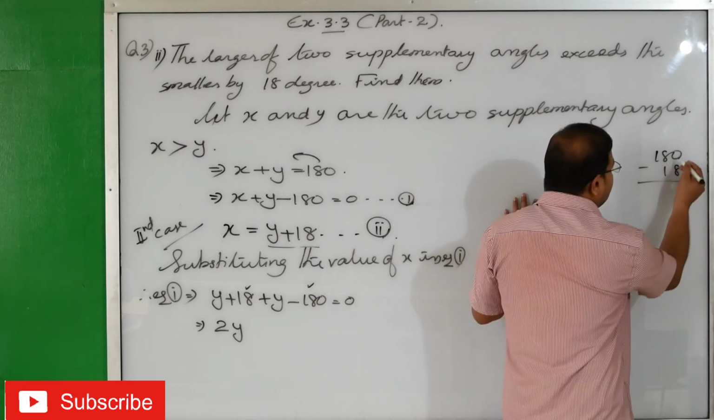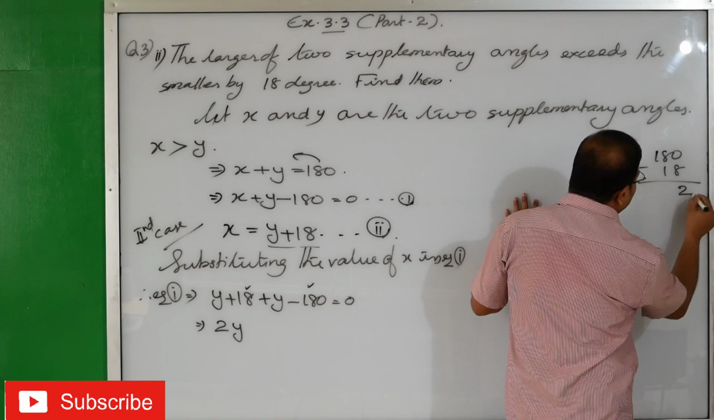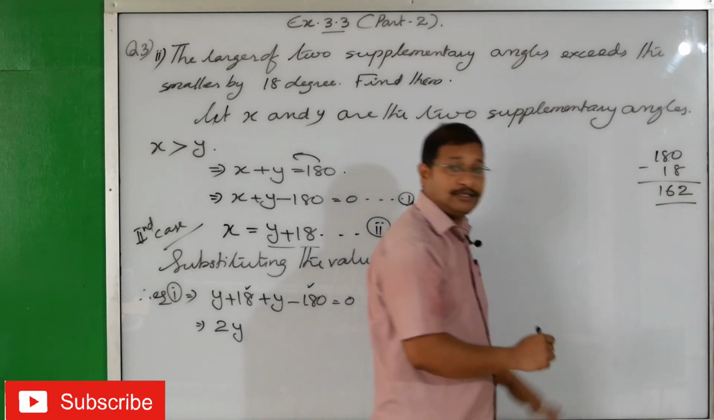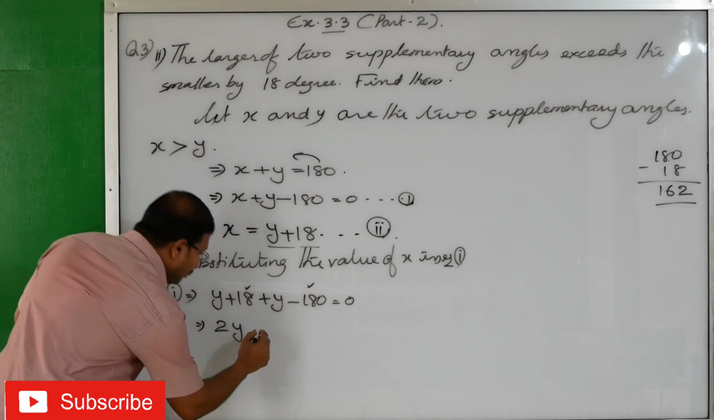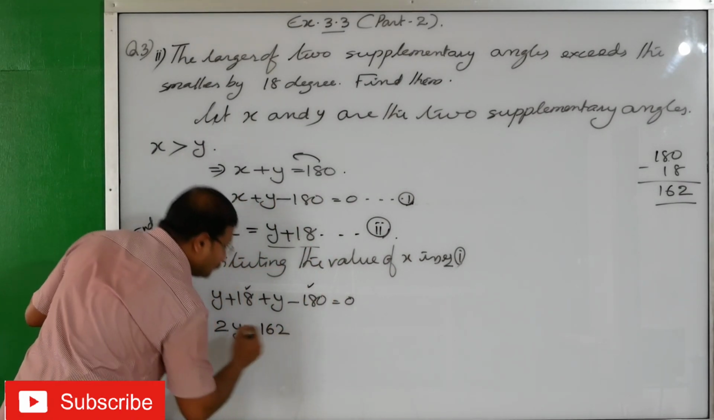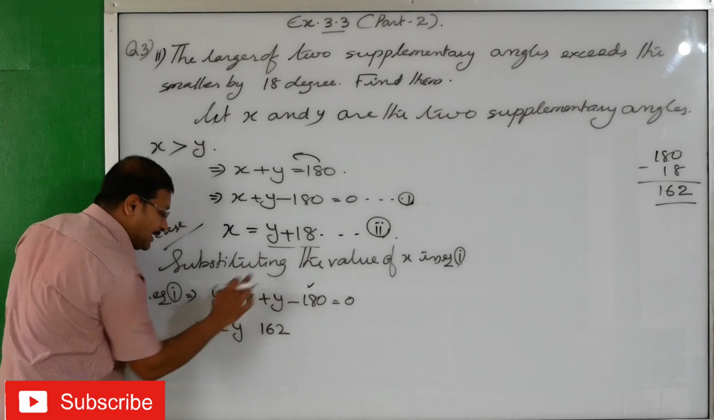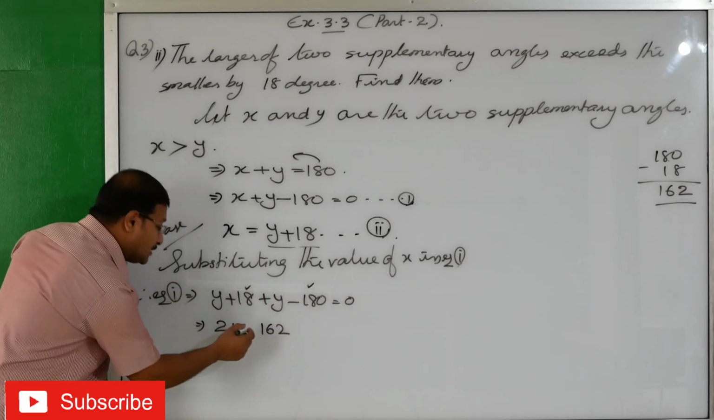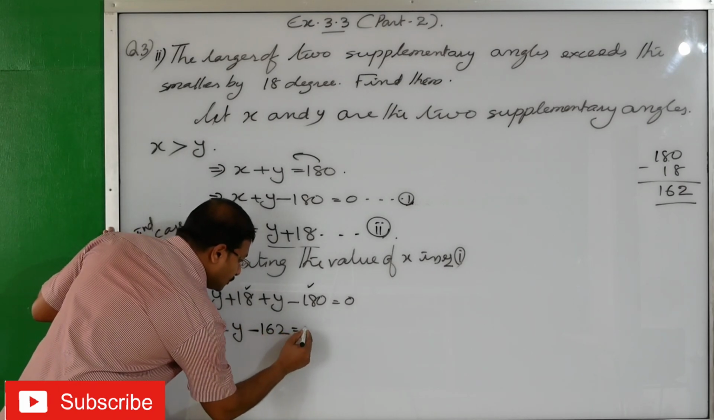Of course we can subtract. 10 minus 8, that is 2. After that 7 here. So 7 minus 1, 6. That means 162. So we got it here now, 162. And see, plus and minus, we got minus. After that the number is 180, it is minus, so the answer is minus, equal to 0.